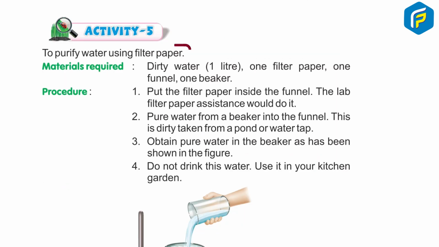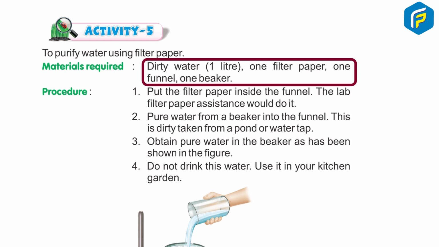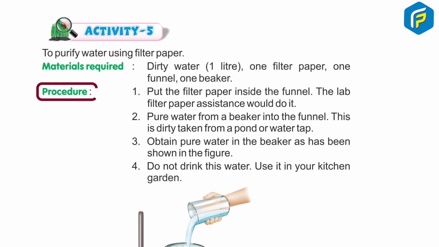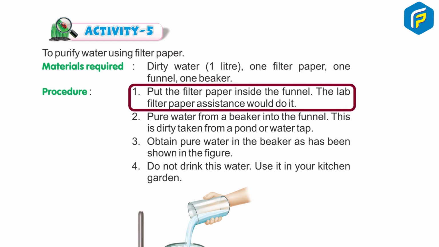Activity 5. To purify water using filter paper. Materials required: dirty water 1 liter, 1 filter paper, 1 funnel, 1 beaker. Procedure. 1. Put the filter paper inside the funnel. The lab assistants would do it.